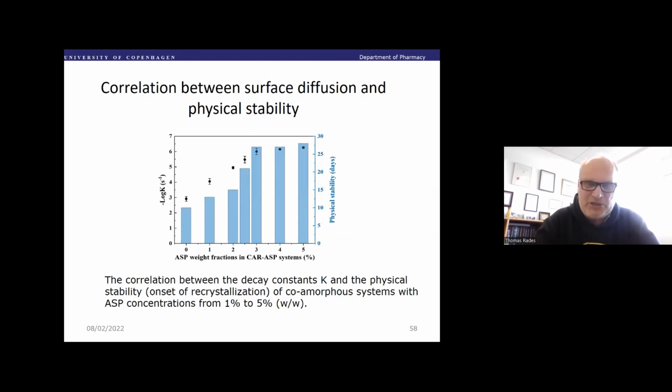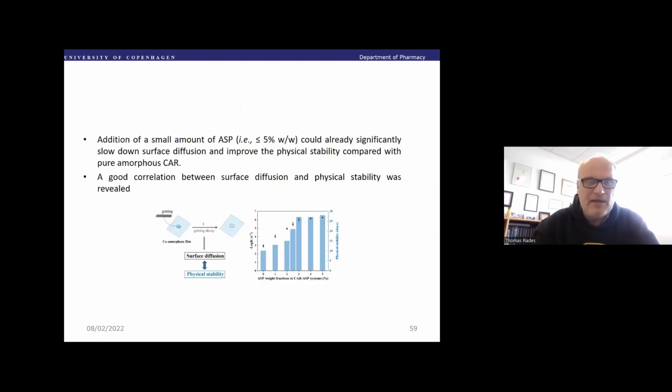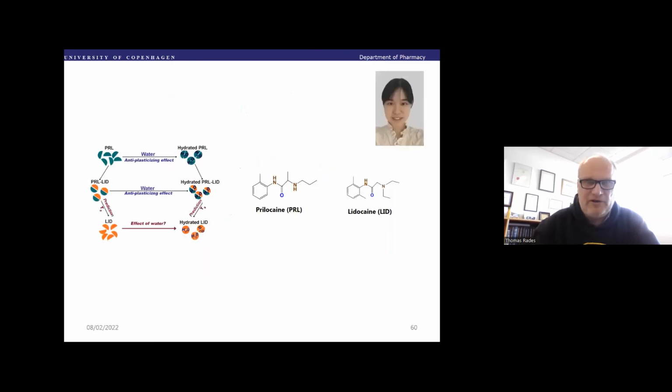We've done similar measurements, not only with small molecules, but also with polymers, and have seen that already small amounts of polymer, or other material, can go a long way to stabilize the system. And that's what we learn here.